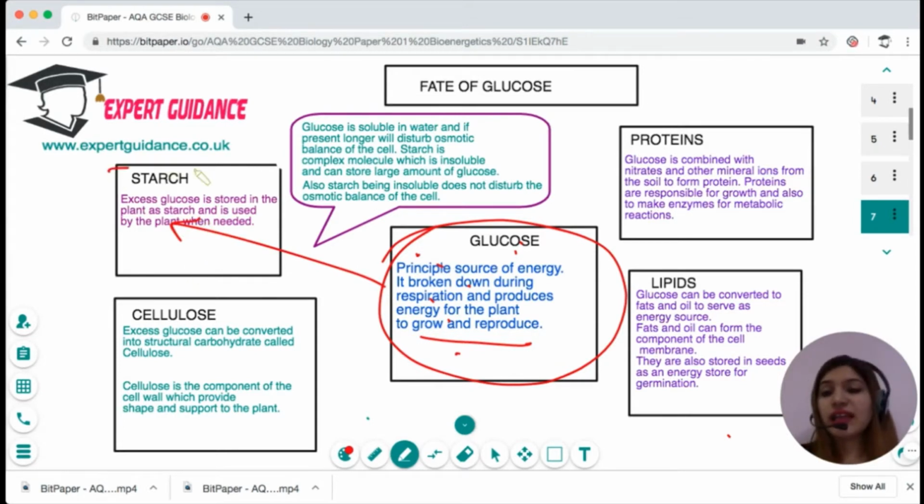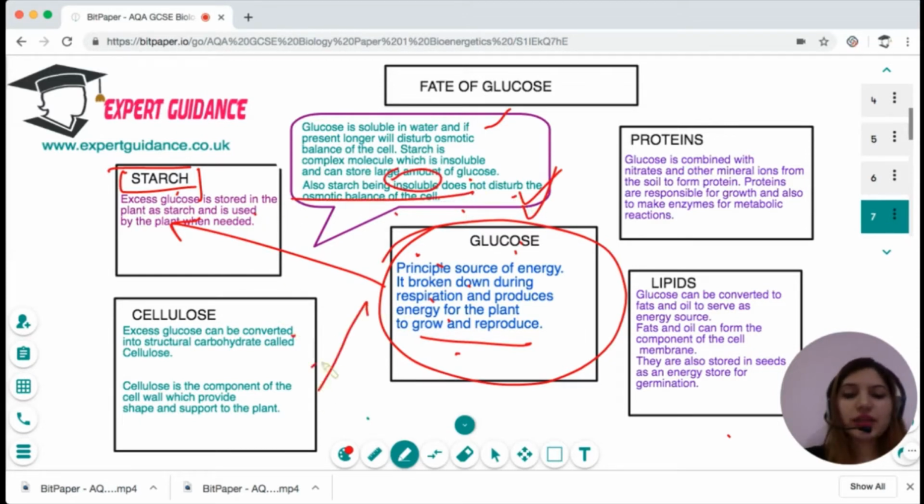Now they'll ask you why we store the excess glucose as starch. Why do we not just store it as glucose? The problem is the glucose is soluble in water, and as it's soluble in water, it can disturb the osmotic balance and can cause unnecessary osmosis of water. On the other hand, starch is an insoluble complex molecule. It's a bigger molecule. It can store a large amount of glucose, being compact, and the basic importance of that is it is insoluble. So as it is insoluble, you need to say it does not disturb the osmotic balance of the cell.